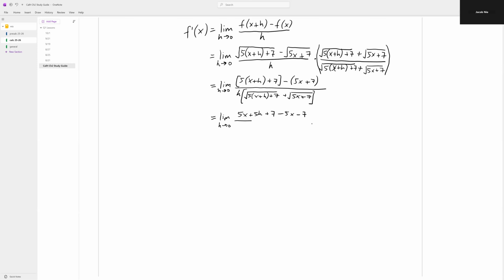And then the denominator I'm going to keep the same. That doesn't really simplify. But now, as you can see, we've successfully rationalized the numerator. There are no more radicals in that expression there. Okay, as you can see in the numerator, the 5x and the 7 both cancel out. And so what I'm left with is just a 5h. I'm left with a 5h in the numerator.